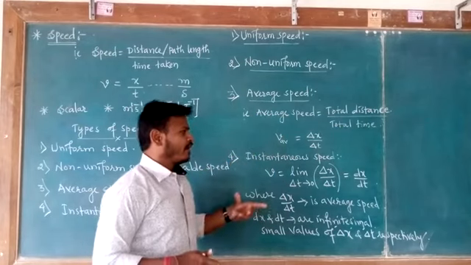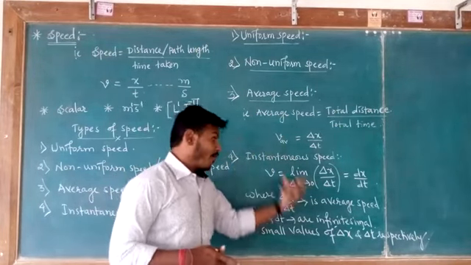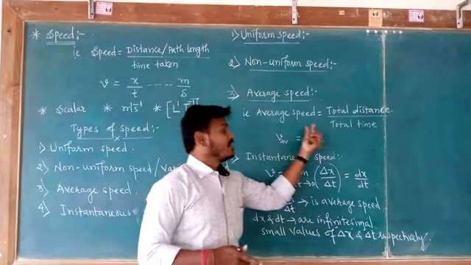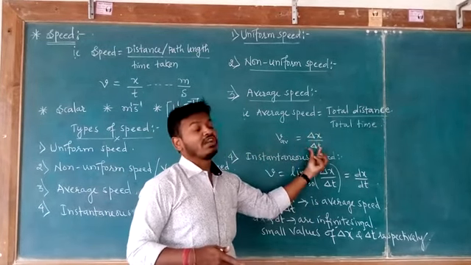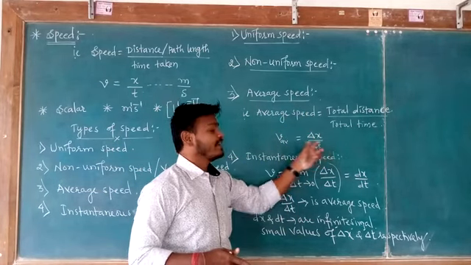Simply, this can be understood like this: if a body covers a total distance delta x in a total time interval delta t, then average speed is given by V_av is equal to delta x by delta t.